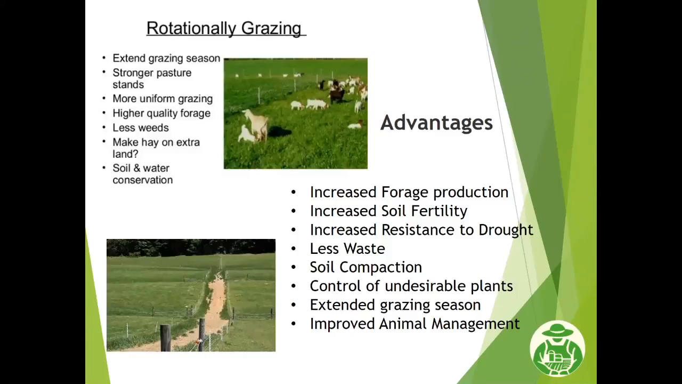So lots of advantages. It helps increase forage production and soil fertility, and improves soil health. You have greater resistance to drought by having that vegetative cover on your property. There's less soil compaction, less waste, and you keep more of those undesirable plants out of your property.